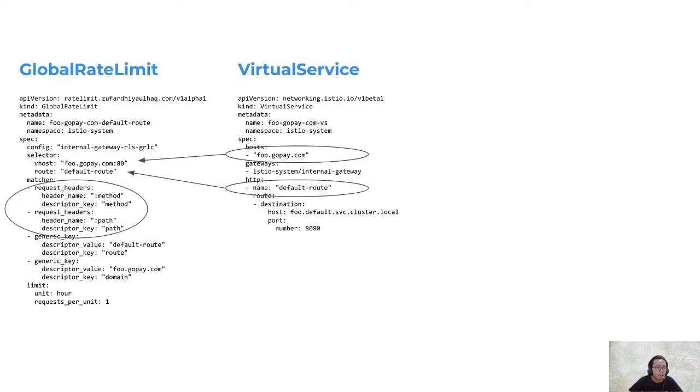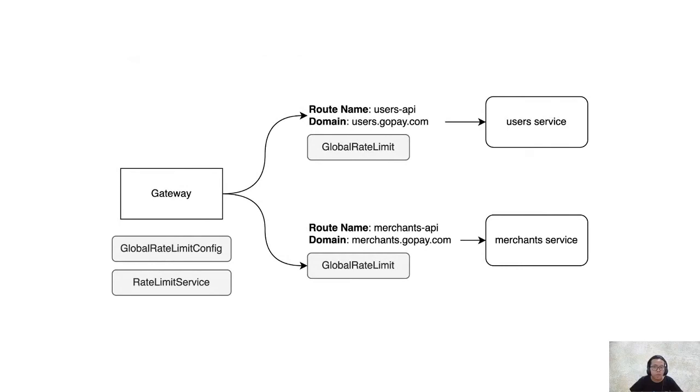And the matcher in here, the example is that we want to rate limit based on the method and path. The generic key is for labeling, so we can have better metrics in the rate limit service later. So this is the summary of how we implement rate limit per route. The only requirement for developers is to set a route name in the virtual service. And when they have set that, they can implement rate limit for each route name in the virtual service.